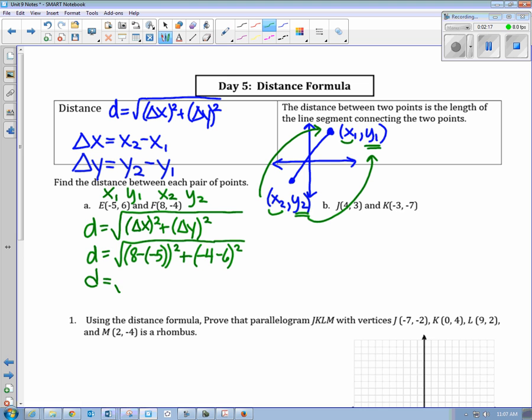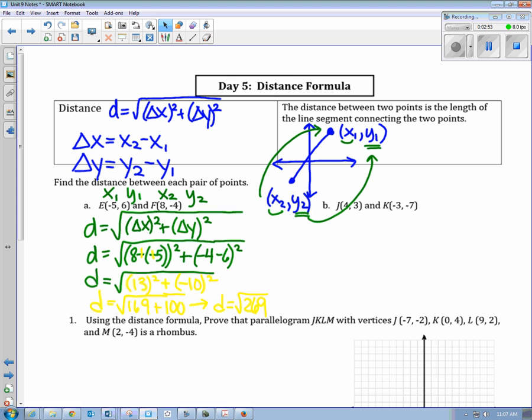So in this case, d is equal to, and this is two negatives next to each other, so that's a plus, so that's 13 squared, plus negative 10 squared, which gives me the square root of 169 plus 100 when I do that math, which means that d is equal to the square root of 269. If that radical could be simplified, you should go through and simplify it. In this case, however, there's nothing that you can do, so we're going to leave it like that.